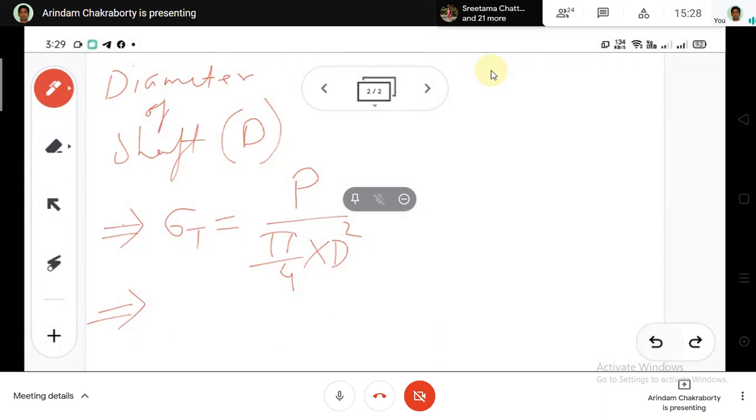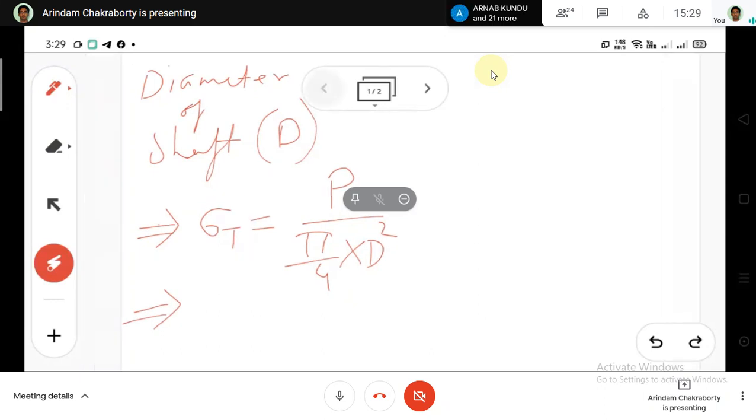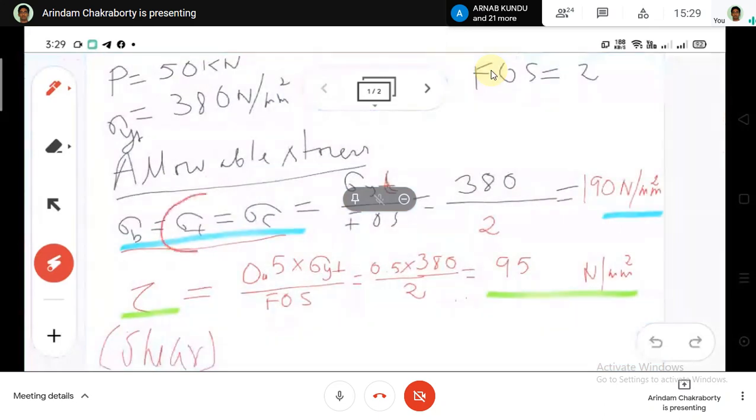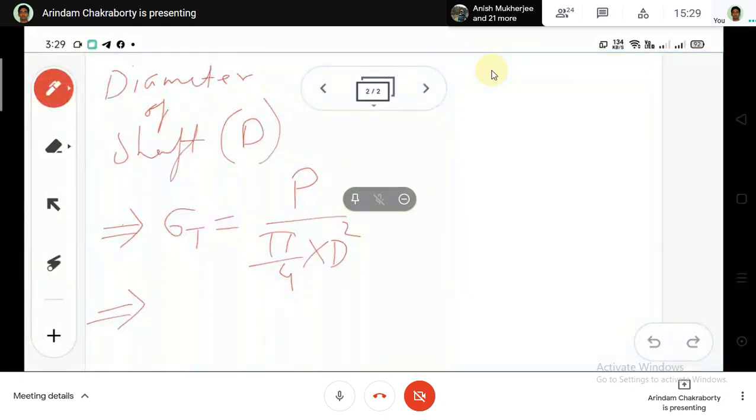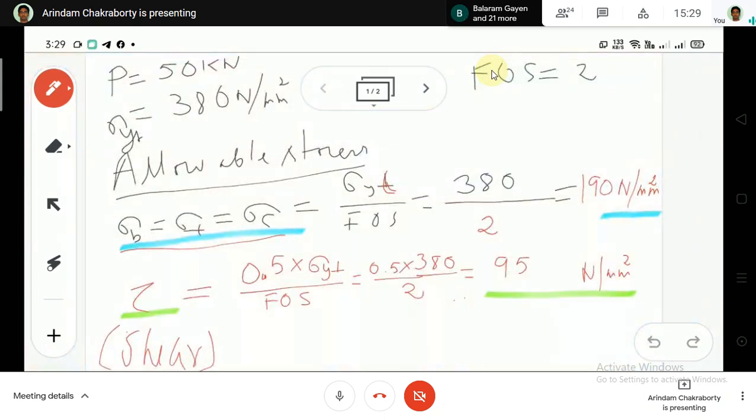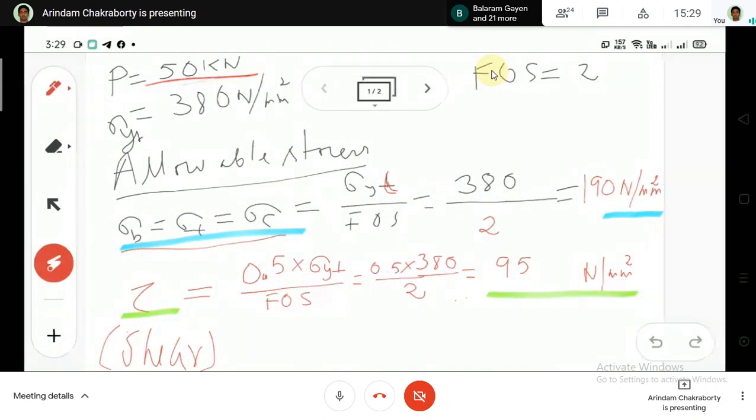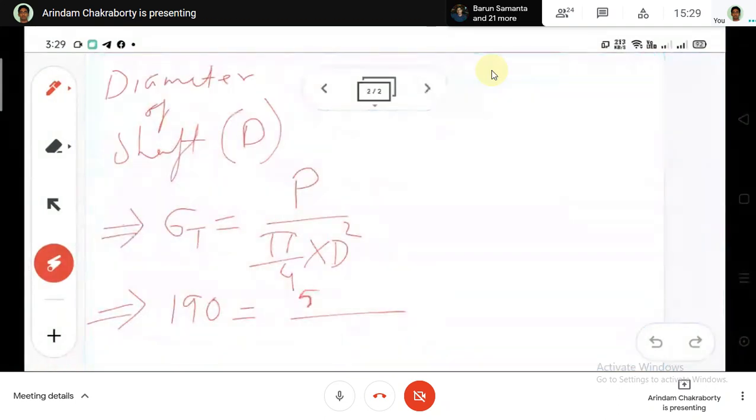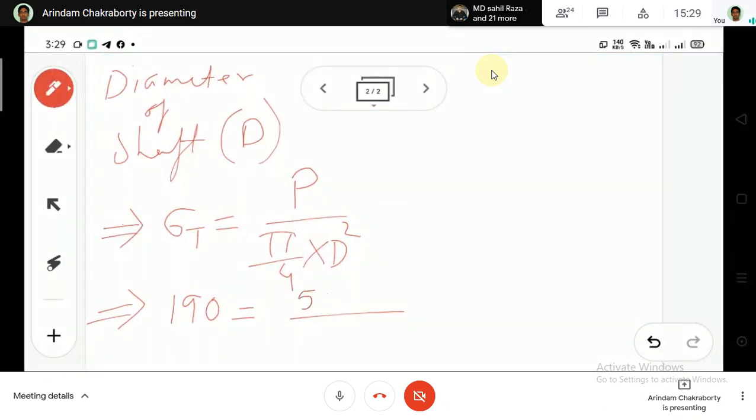Now from where can I get the value of sigma T? Do I have any way to find it? Yes, sigma T is 190 Newton per millimeter square. So I'll write 190 is equal to the load applied, which is 50 kilo Newton, so 50 into 10 to the power 3 divided by pi by 4 into D square.